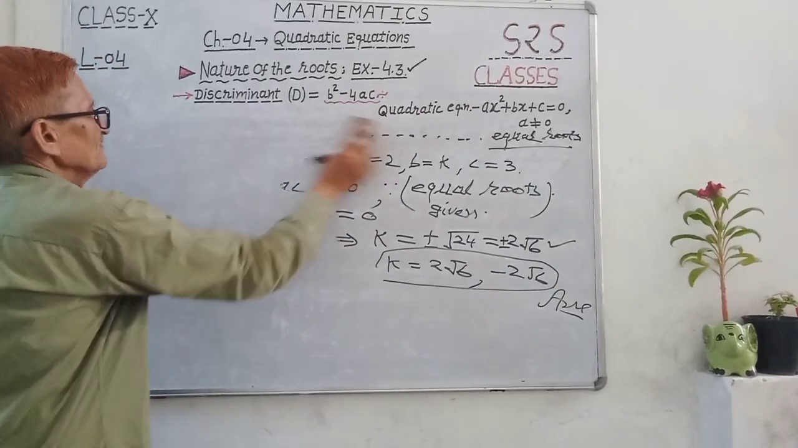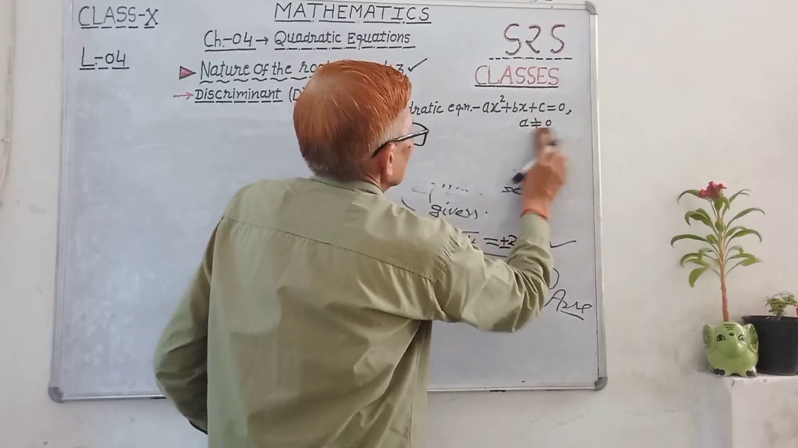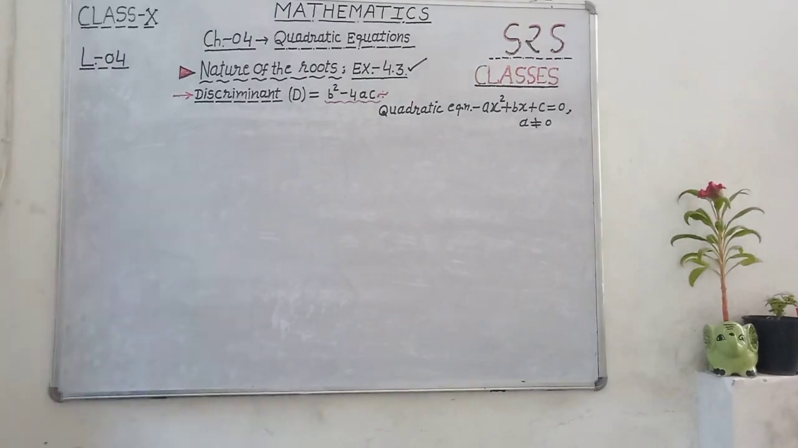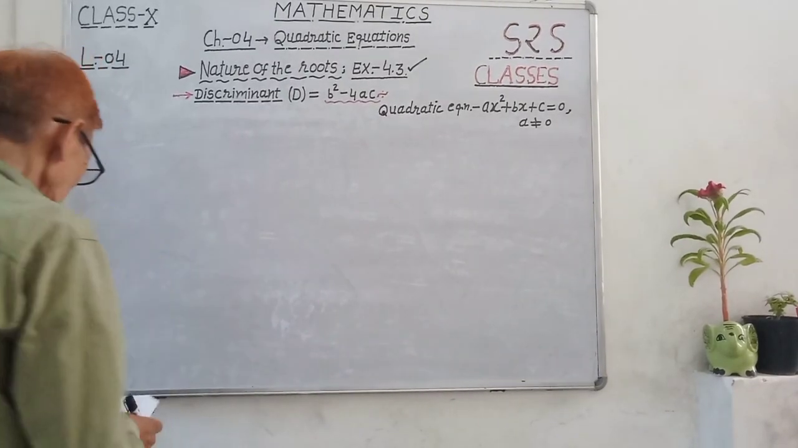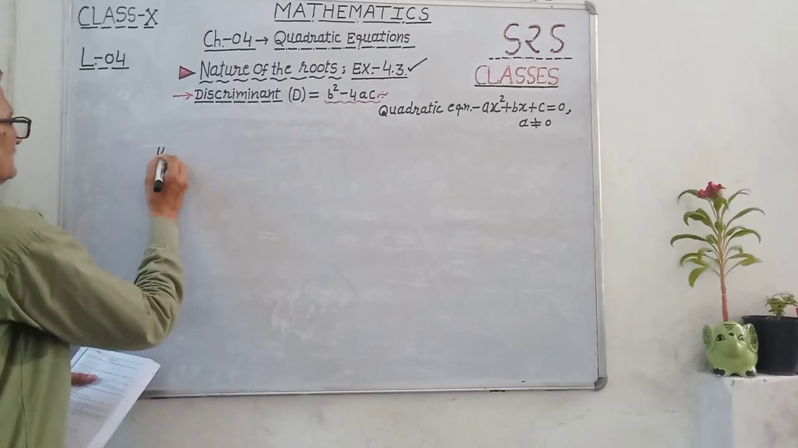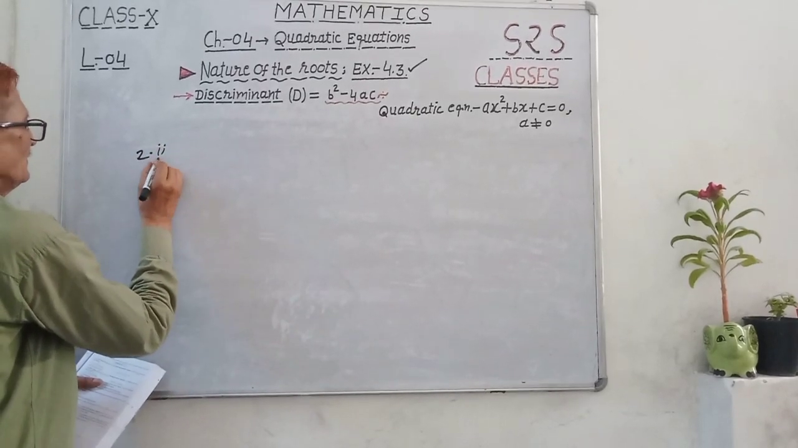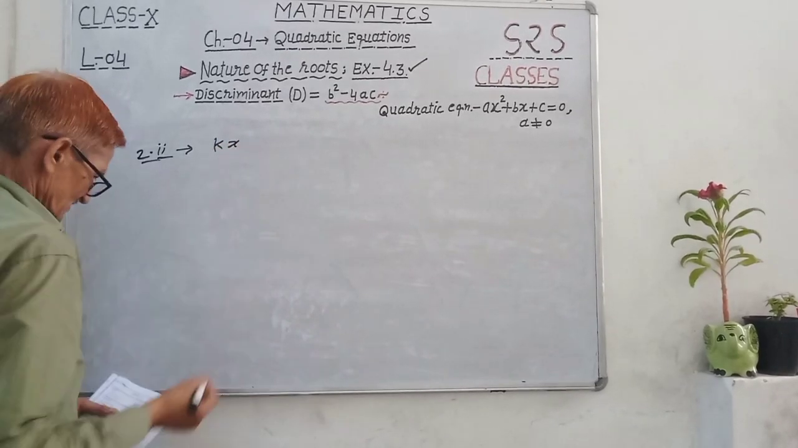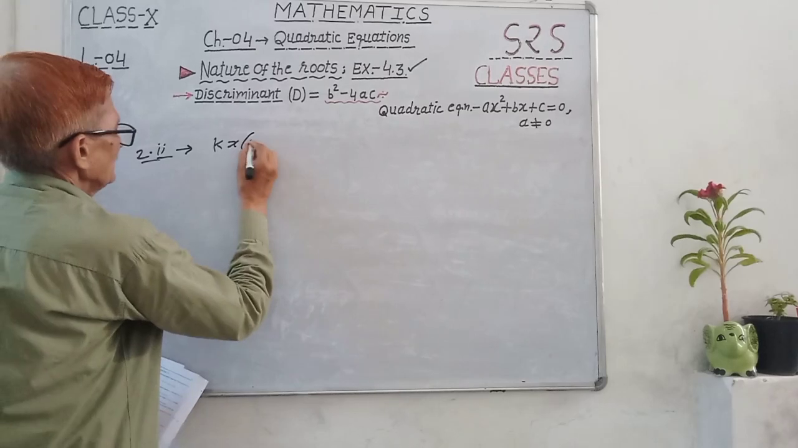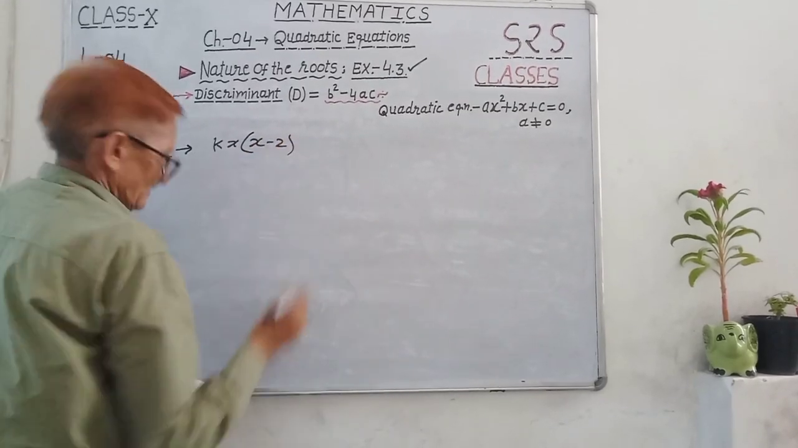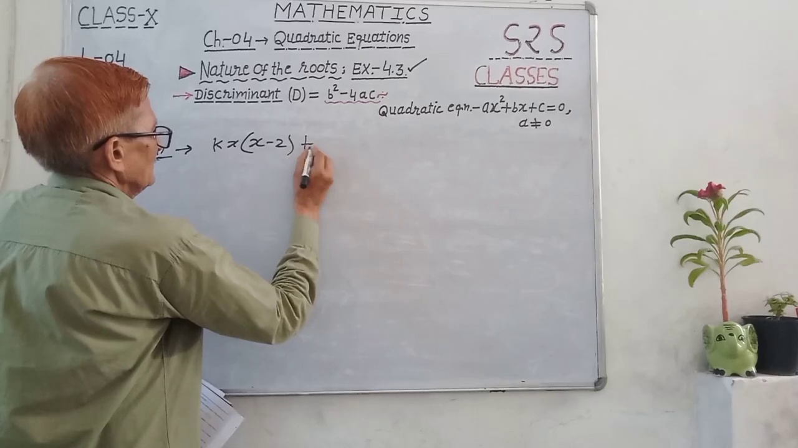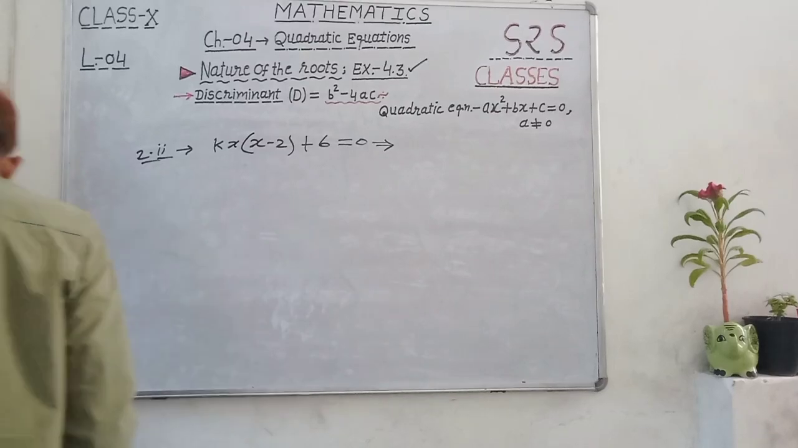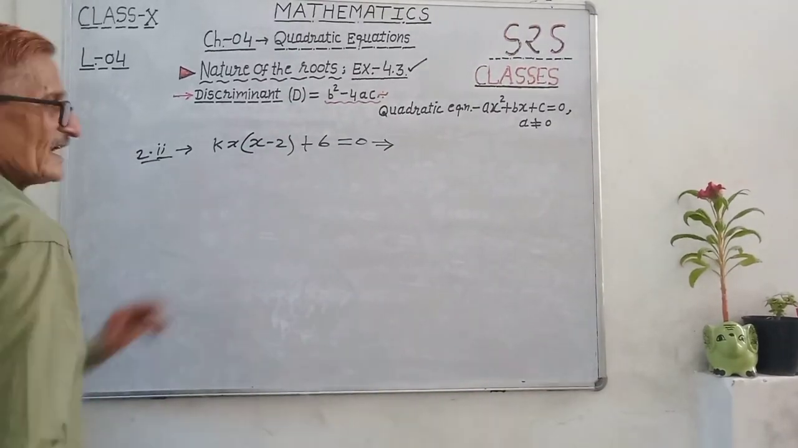Okay. Now question number 2, next part. Similarly, the second part of question 2 we can do. What is the second part of question 2? The second part is kx into x minus 2 plus 6 equal 0. So we should simplify. It has equal roots for that question 2.